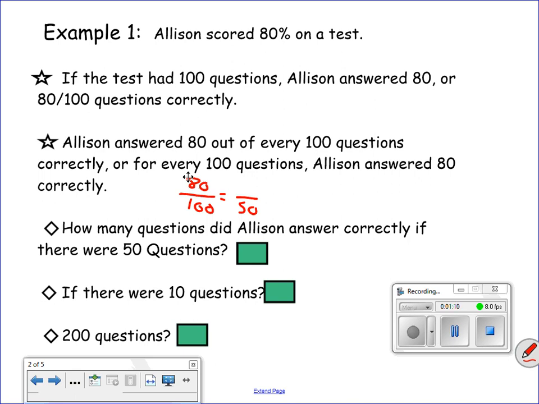How does 100 get to 50? We're going to divide by 2. 80 divided by 2 would give me 40. In this case, you can divide. I didn't have to simplify 80 over 100. I will show you in the future why you might have to do that. So how many questions did she answer correctly? My answer is 40. Does this make sense?